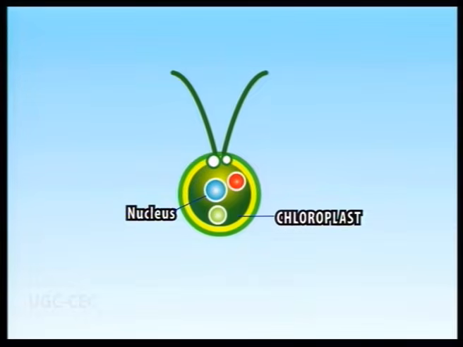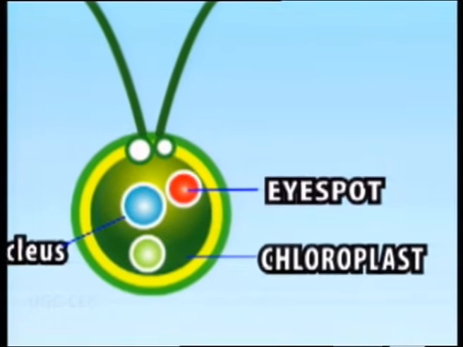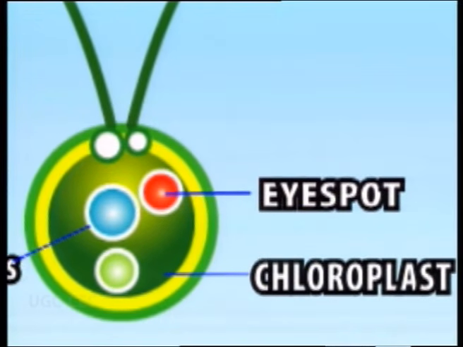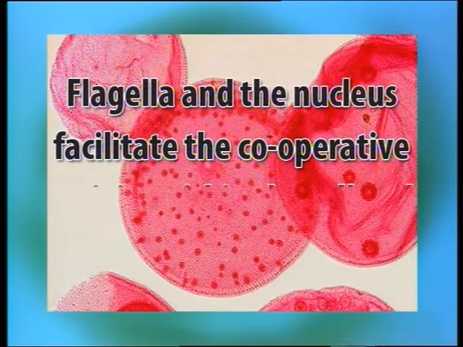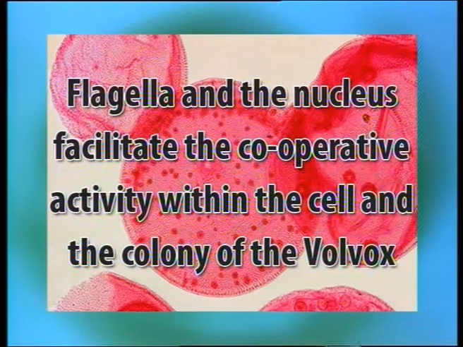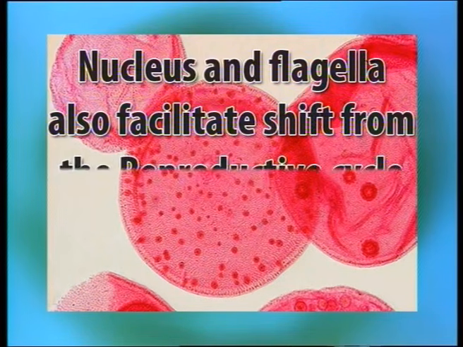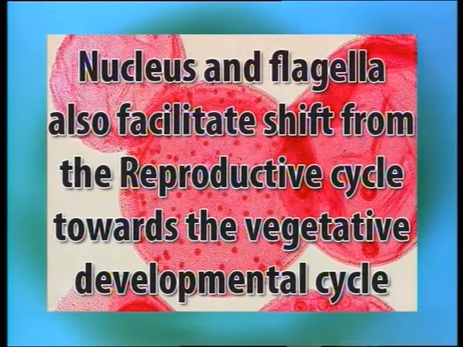And in every Volvox cell, we also find that there is an eye spot, that is a directional spot located towards the filamental portion. That is, wherever we find these filaments, at that end we will also find an eye spot located in each individual Volvox cell, depicting thereby that these flagella and the nucleus are facilitating the cooperative activity within the cell of the Volvox and ultimately within the colony of the Volvox of a particular species, thereby facilitating not only the desired movement, but also shifting from the reproductive cycle sometimes towards the vegetative developmental cycle also.